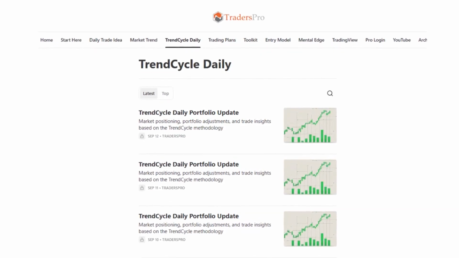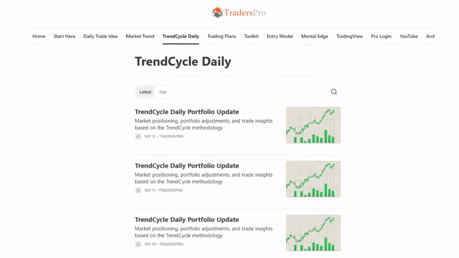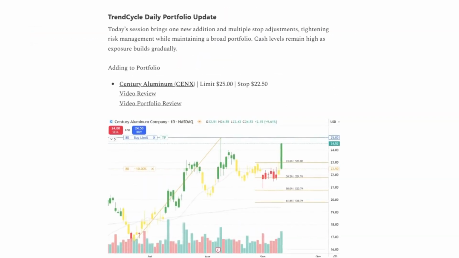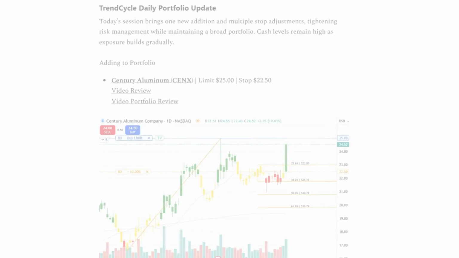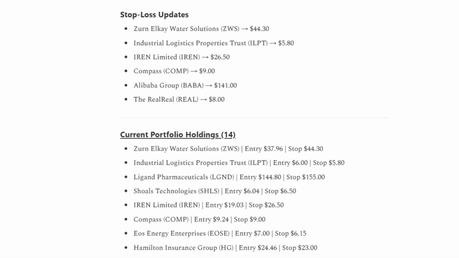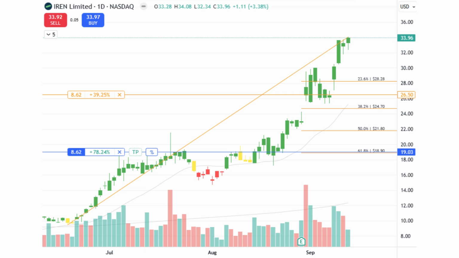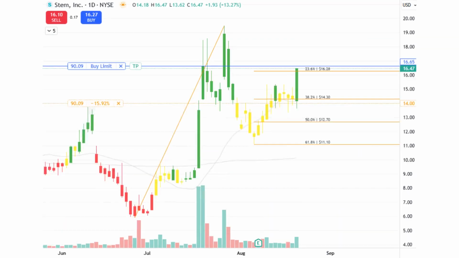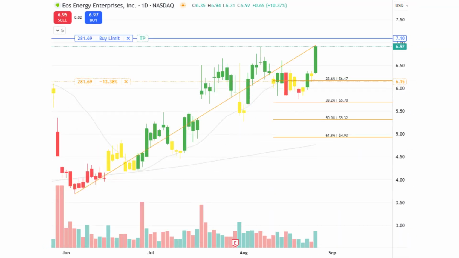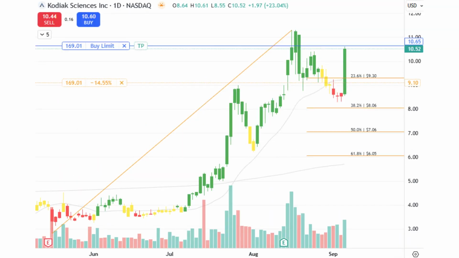What you don't get yet as a free user is the management side, the full entry, stop loss, position sizing, and day-to-day updates. That happens inside the TrendCycle system. Every day, we take one of those trade-ready ideas and manage it all the way through. Entry, stop, scaling out, or taking profits. Since launching this system live, we've managed more than 600 trades. The philosophy behind it is straightforward: buy strength, manage risk, and repeat.